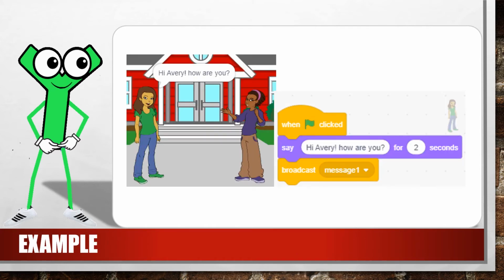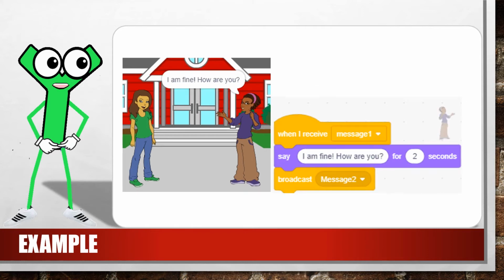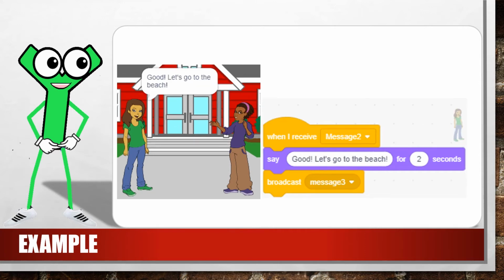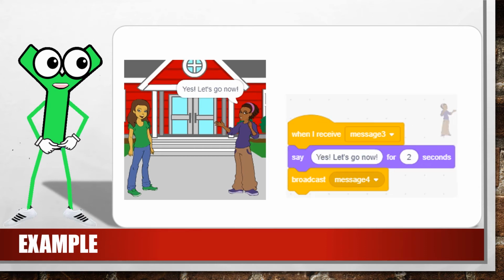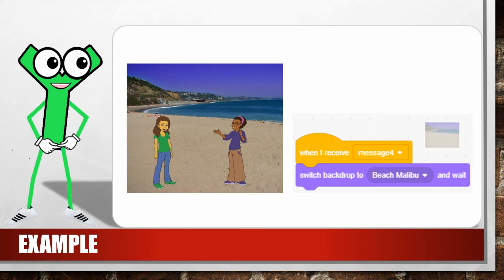For example, Abby speaks first and sends message 1. When Avery receives message 1, she responds and sends message 2 to indicate that she is finished speaking. Notice the picture of Avery in the top right corner to indicate that this code was written for this sprite. When Abby receives message 2, she responds and sends message 3. When Avery receives message 3, she responds and sends message 4. And when the stage receives message 4, change the background.